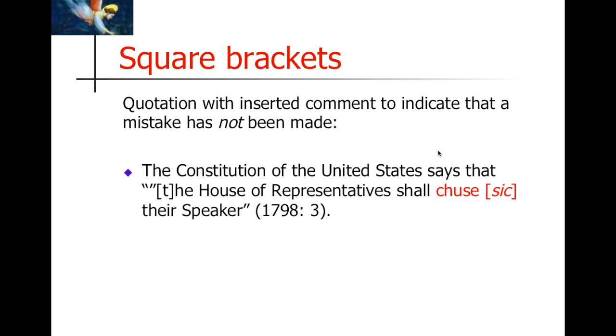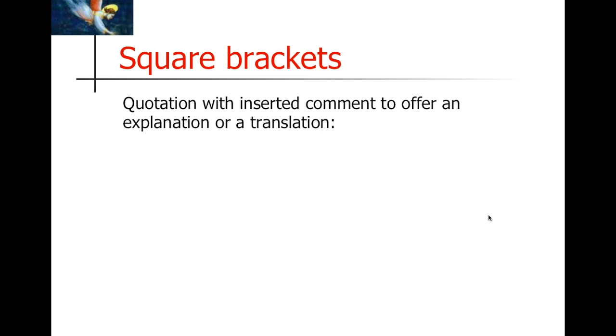Sometimes the square brackets are there to indicate that an unusual spelling, or indeed a mistake, in the quotation is not your mistake. So this [sic] really is from the Constitution of the United States, which uses the archaic spelling of "choose," and we indicate that in square brackets.